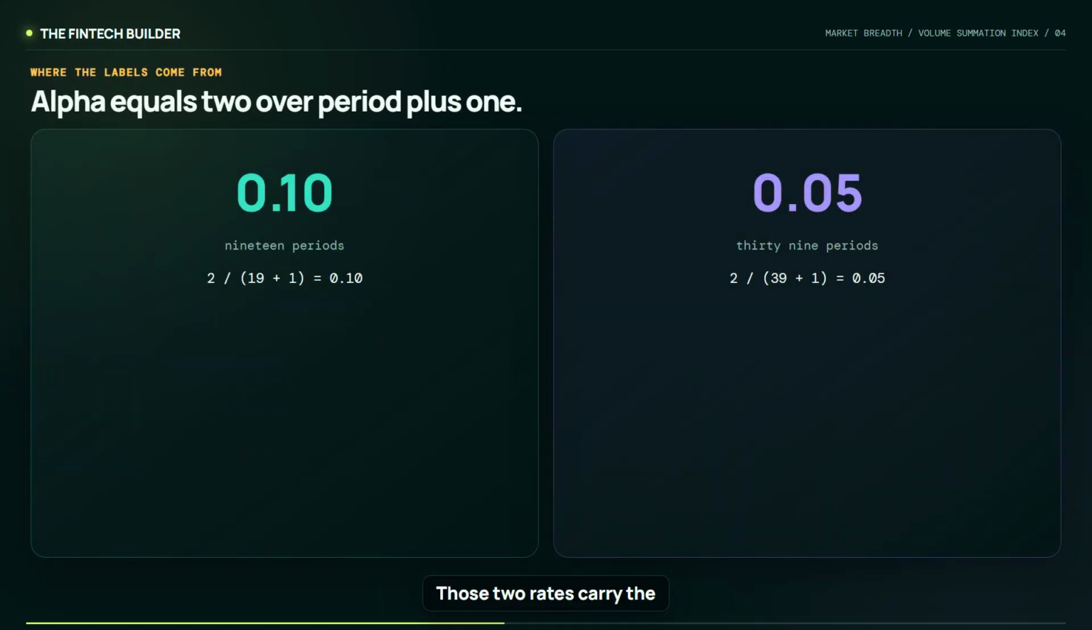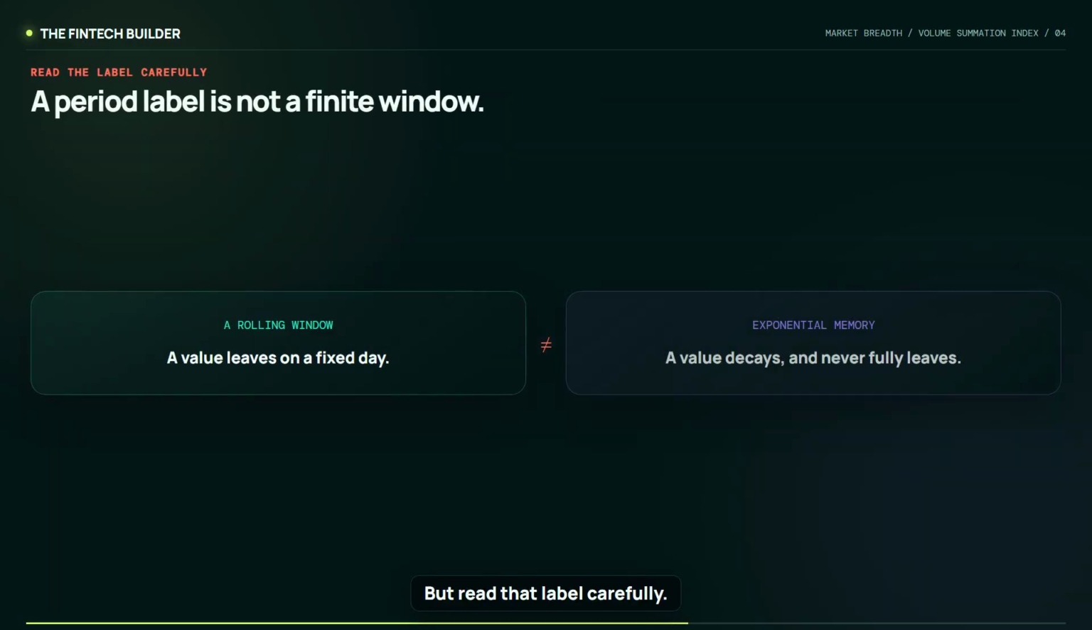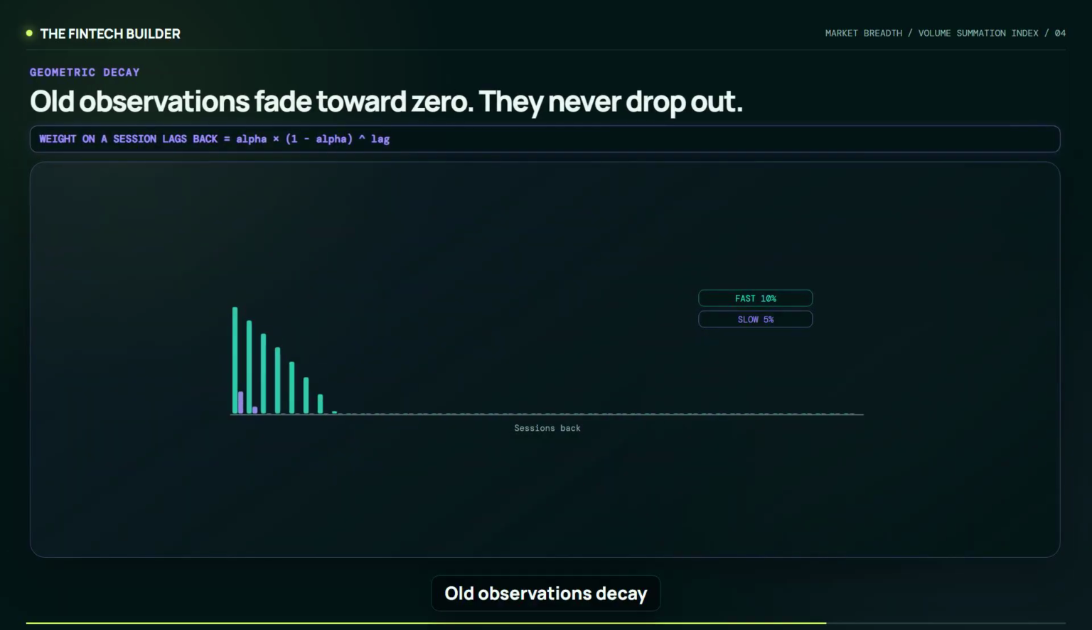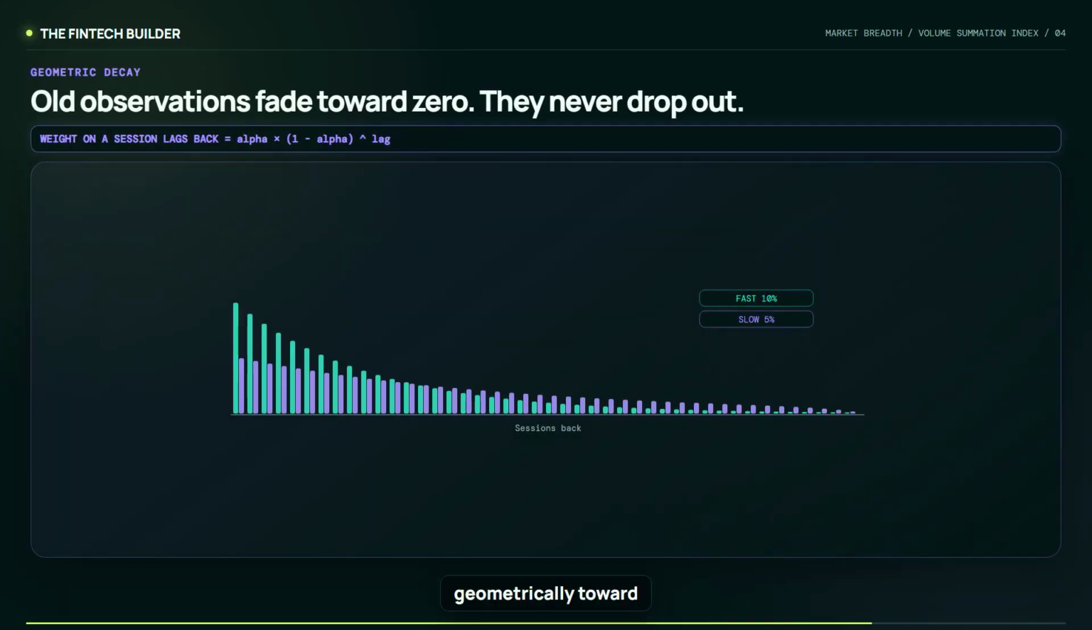Those 2 rates carry the conventional labels of 19 and 39 periods, because alpha equals 2 over period plus 1. But read that label carefully. It does not turn exponential memory into a finite window. Old observations decay geometrically toward 0. They never drop out exactly, the way a value leaves a rolling window.